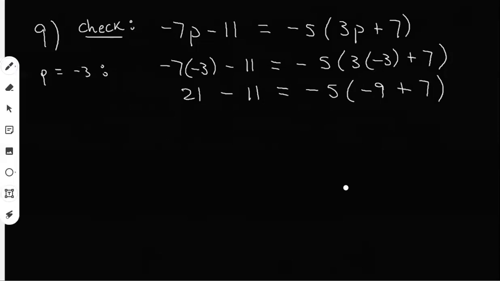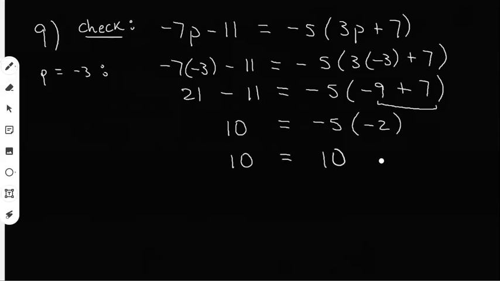Now back on the left side, I have 21 minus 11. That's going to give you 10. On the right side, once I add up these two numbers, I'm going to get negative 2. And then negative 5 times negative 2 is going to give me positive 10. So I get that true statement.